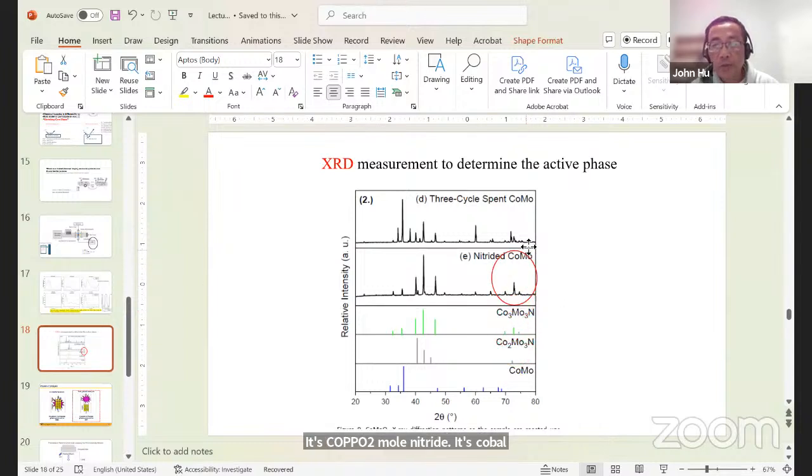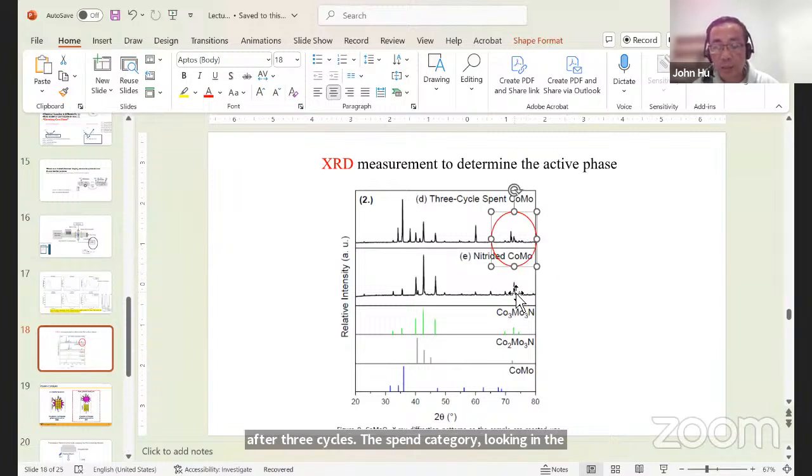Now, after 3 cycles, the spent catalyst, look at the circle. The spent catalyst still contains the so-called active phase. That means we have not fully depleted the nitride. It still contains nitride in there.